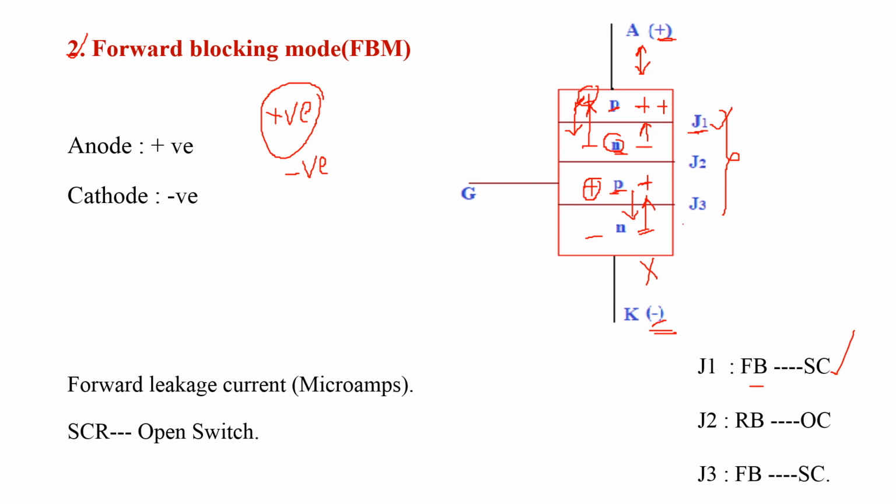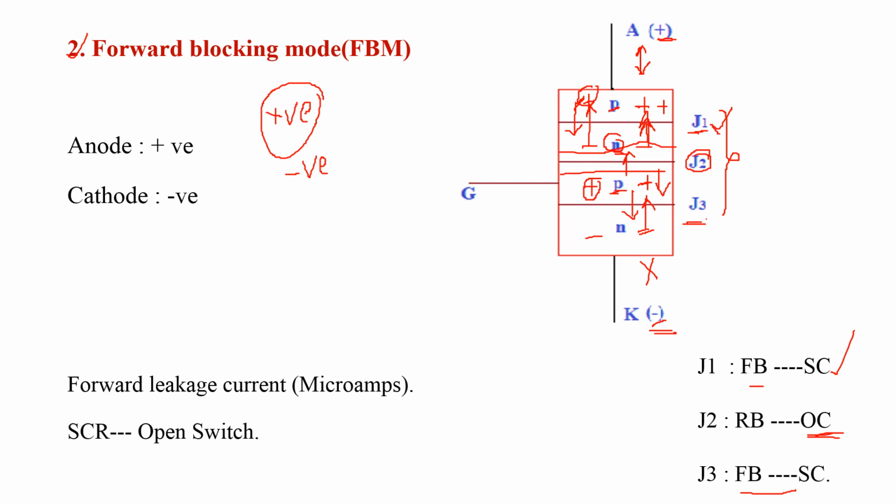So the width of junction J3 also decreases and it comes into forward bias, which acts as a short circuit. Now coming to junction J2, here electrons are moving upwards and holes are moving downwards. So the width of junction J2 increases, which does not allow the flow of current through this junction. So junction J2 is in reverse bias, which acts as an open circuit.